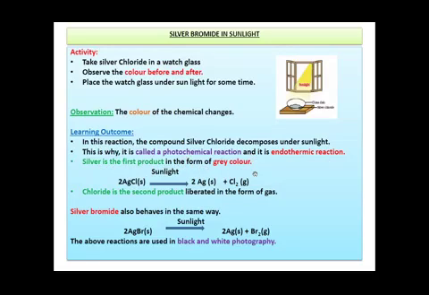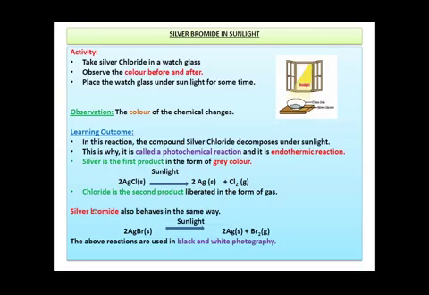So what color change is observed? From white to gray. Silver chloride was white in color, and after some time under the action of the sunlight it changes into silver, which is gray in color, and chlorine is liberated in the form of gas. It is the second product. So silver chloride, one reactant, under the action of sunlight decomposes to form two products. So this is an example of photodecomposition.